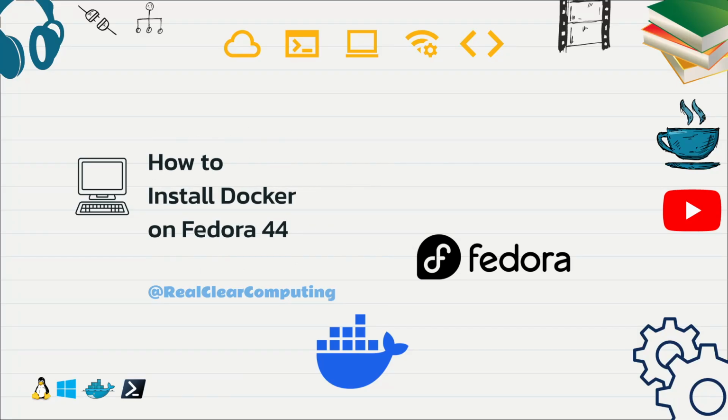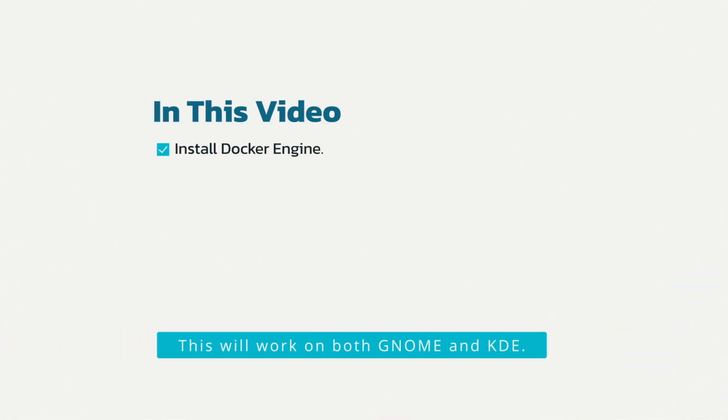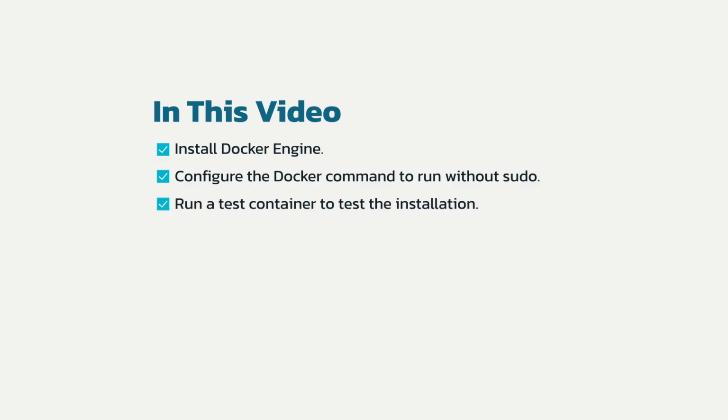So what we are going to do in this video, we'll look at how to install Docker Engine on Fedora 44. And this is what we're going to do. We will install the Docker Engine first, and then we will configure the Docker command to run without sudo. And then we will also run a test container to test our Docker installation.